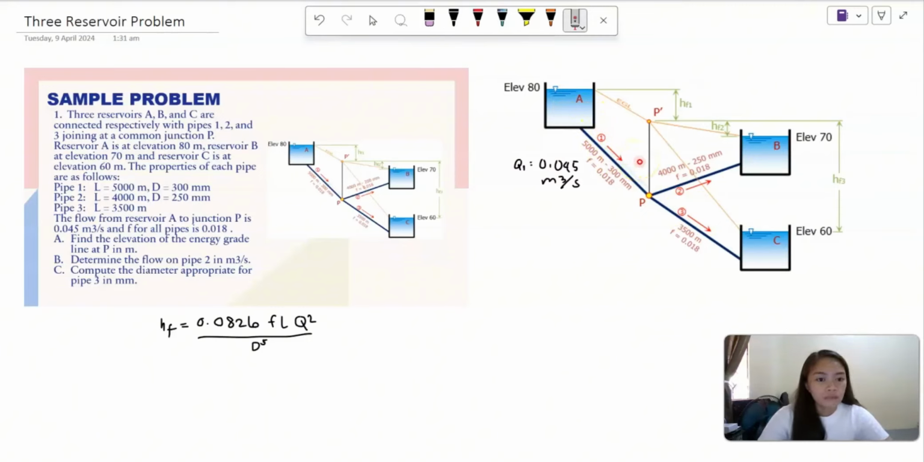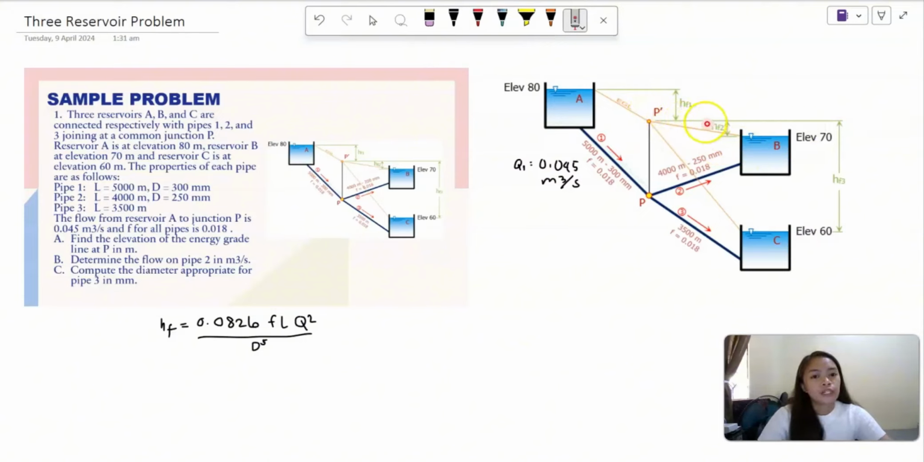So next, we have here the given properties of each pipe. Since reservoir B will receive a flow from reservoir A, the junction P, denoted as P prime, is higher than reservoir B. And this line here is our datum.